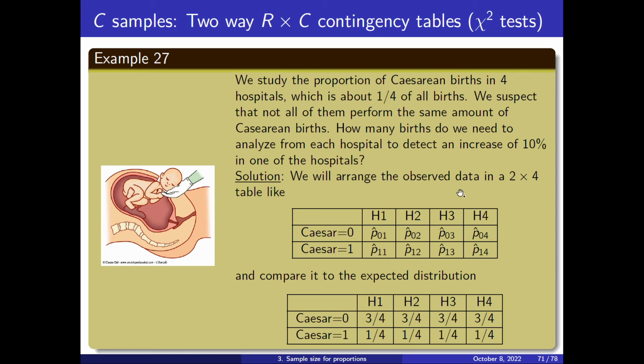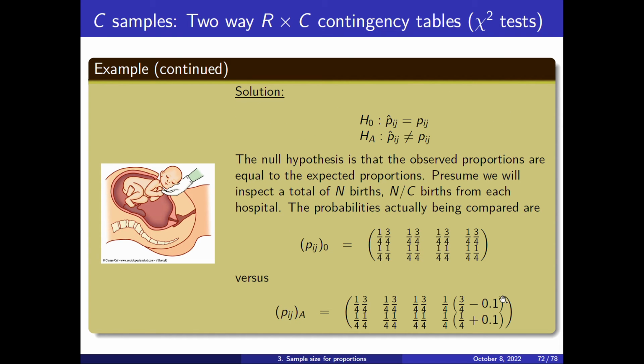So this is a problem in which we are comparing a set of proportions to a set of hypothetical, reference proportions. And we have a lot of tests there. So the test that we are doing is that the alternative is that the proportion in at least one of the hospitals is different from the reference.